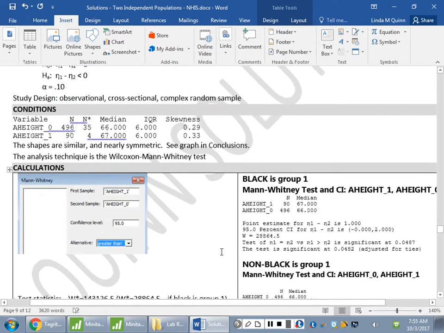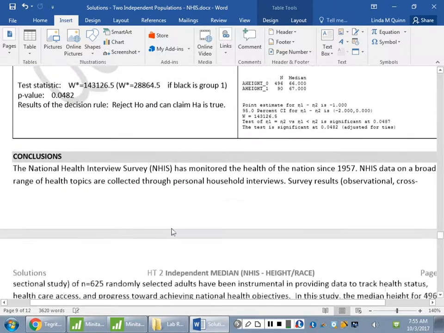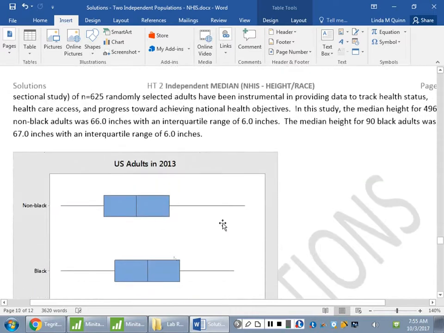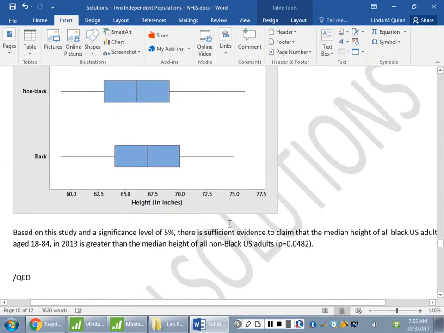So once again, in my conclusion section, I want to be able to describe this data here. So that's what I have. There's my median and interquartile range for the two groups. You have my graph. And now, once again, I'm going to grab that sentence. Based on this study, there's sufficient evidence to claim the median height of all black U.S. adults is greater than the median height of all non-black U.S. adults with that p-value.